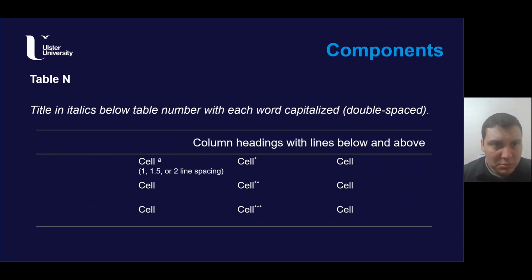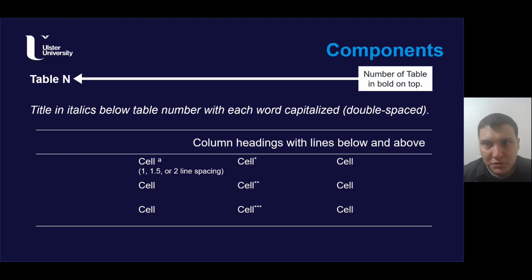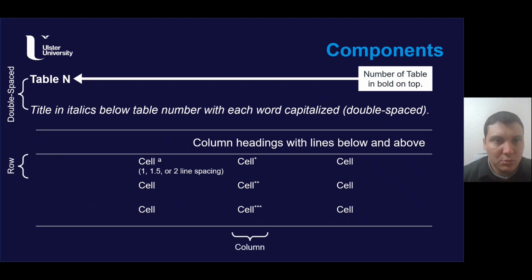Right, let's see again some of these elements. That's the number of the table. It needs to go in bold on top. Then you break a line with a double-spaced line space, and then you put the title in italics, and then the actual body of the table has rows and columns. Each combination, each intersection of a row with the column is called a cell. These cells, in the body of the table, they can have any spacing.